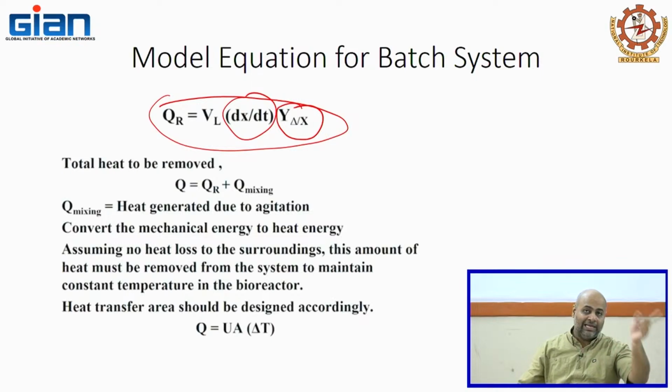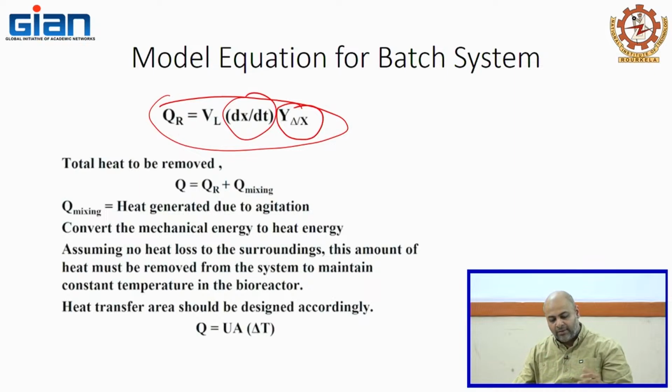So, the total heat that has to be removed would be this QR, the heat generated by the biomass, and the heat added by mixing. Q mixing is the heat generated due to agitation, where we are converting mechanical energy to heat energy. Assuming no heat loss to the surroundings, this amount of heat must be removed from the system to maintain constant temperature in the bioreactor.